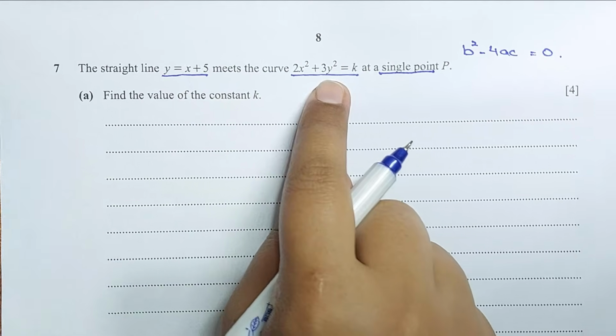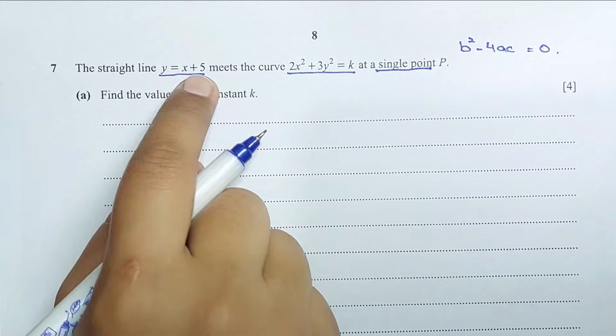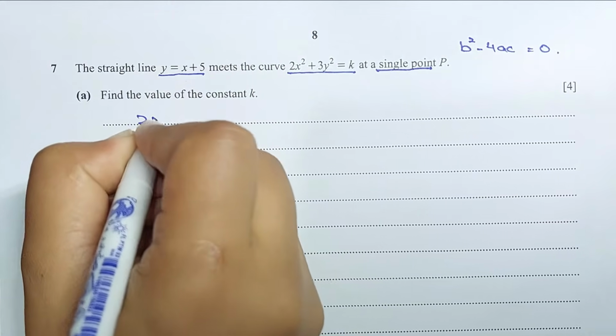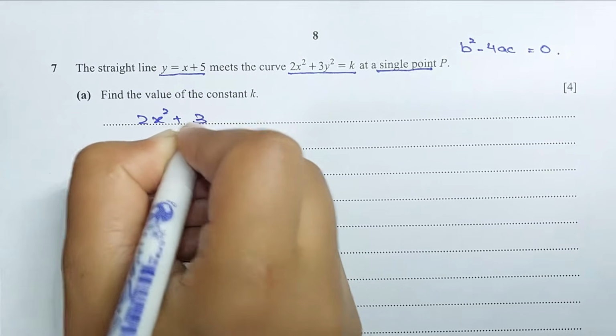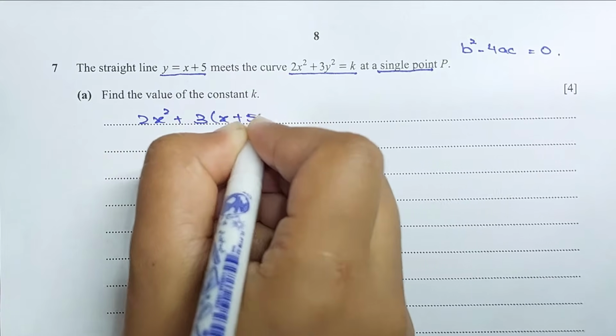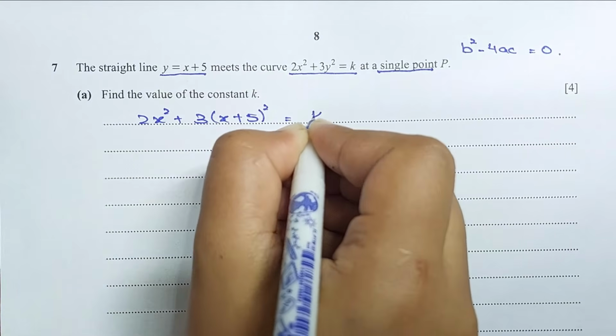So the line and the curve meet. So y is x plus 5. Substitute over here: 2x square plus 3, where y is x plus 5, its whole square, equals k.